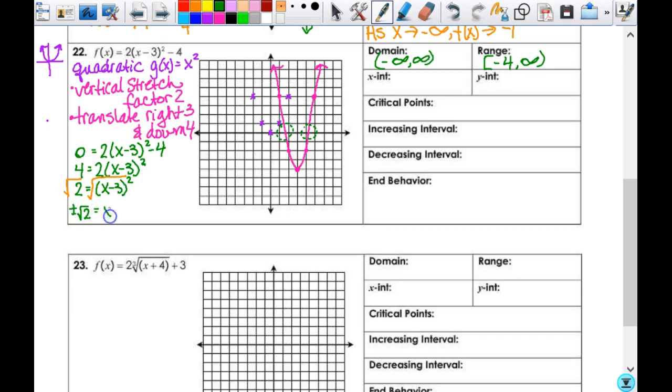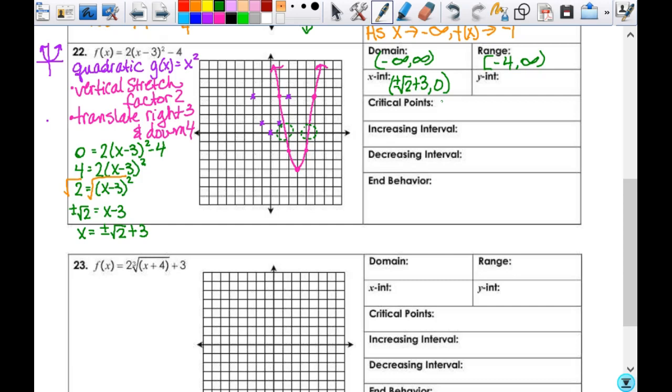That's equal to x minus 3. So then I add 3 to both sides, and I'm going to get x equals plus or minus the square root of 2 plus 3. Or you can do 3 plus or minus the square root of 2. It really doesn't matter either way, but those are my x values, and so that is plus or minus the square root of 2 plus 3, comma 0. So that counts as 2 points because you got your plus or minus in there.